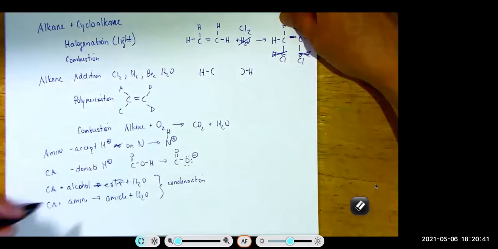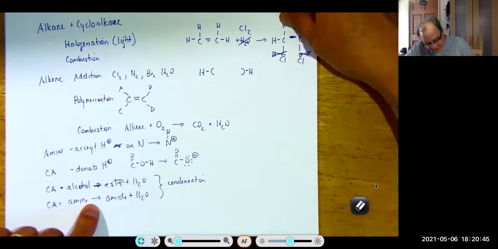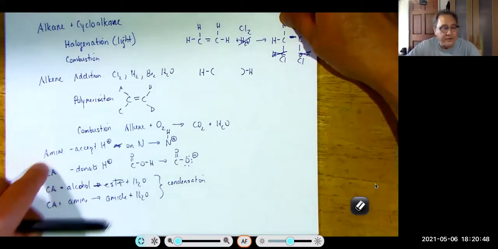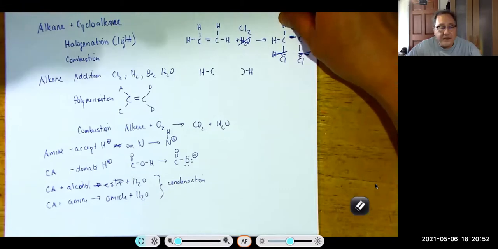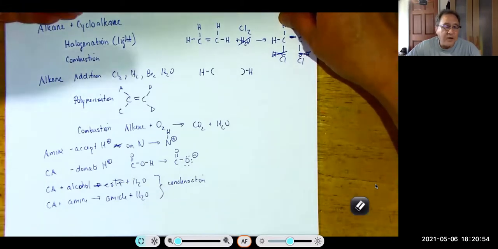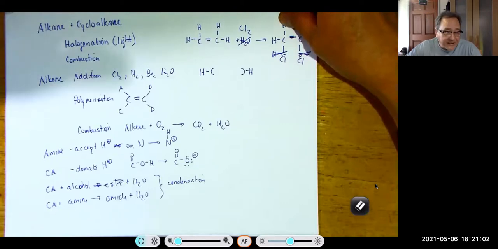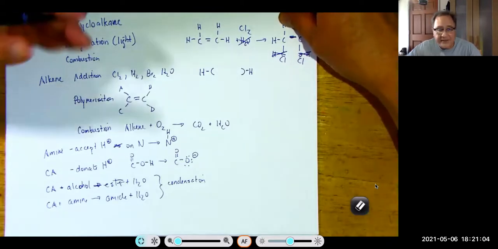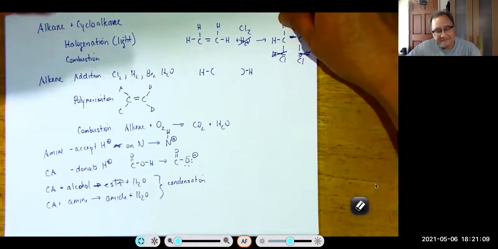Okay. And so how would you know that you're having a condensation reaction instead of an acid-base reaction between your carboxylic acid and amine? Well, hopefully the question would be, here's a carboxylic acid, here's an amine. What does the condensation product look like? Or if they wanted you to do the acid base, what's the acid base reaction look like?